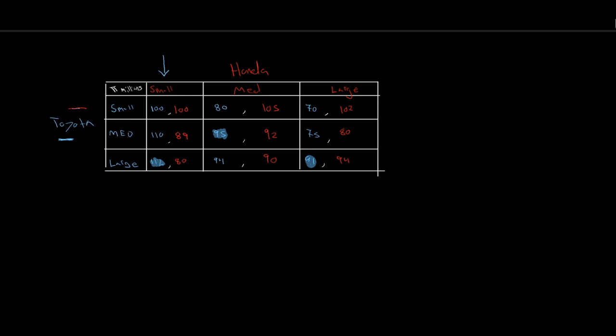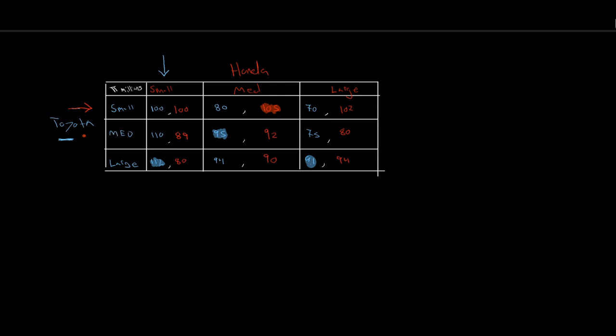for sure Toyota is going to go small. If for sure Toyota goes small, what do we do? Well, we could get 100, 105, or 102. Between these, what's my best payoff? What's my profit maximization? Well, 105 will be my best scenario in that case.